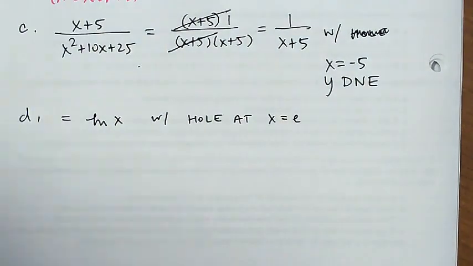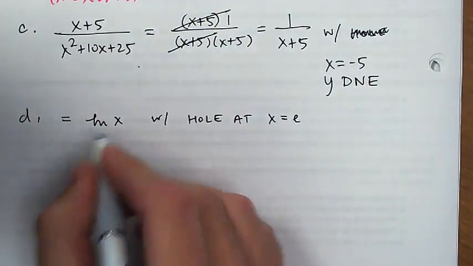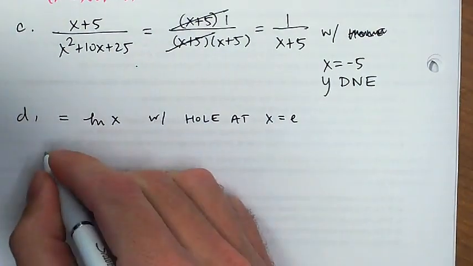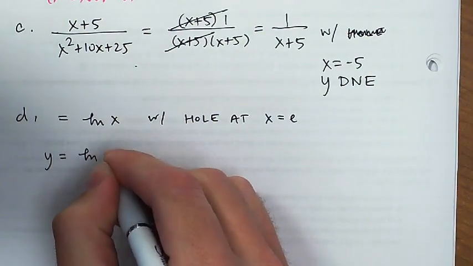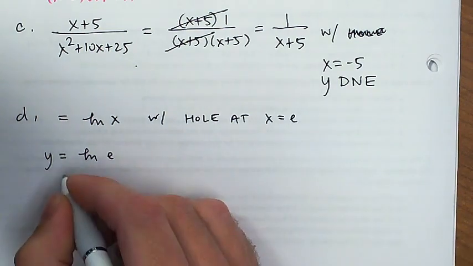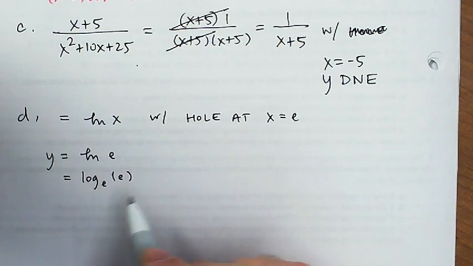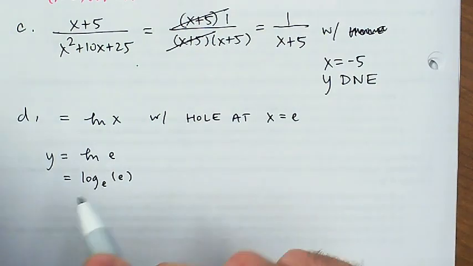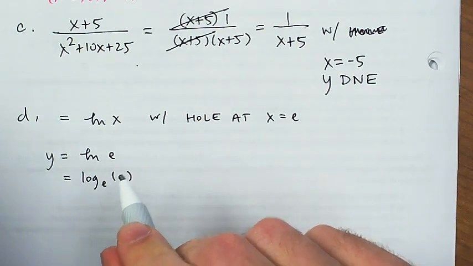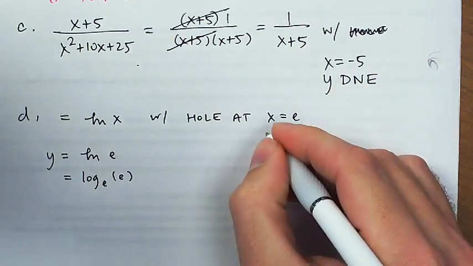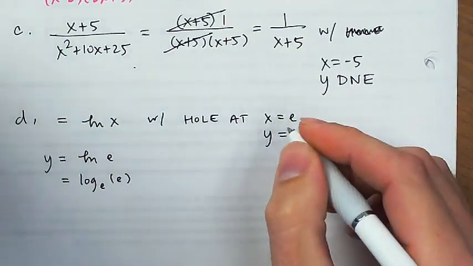So if we want to find the y-coordinate, we're going to plug in the x-coordinate of the hole. So y is going to equal the natural log of e, and that's the log with base e of e. And so what I'm asking myself when I'm trying to evaluate this log is what exponent do I put on e to get e? And that would be 1. Okay, so x equals e, y equals 1.